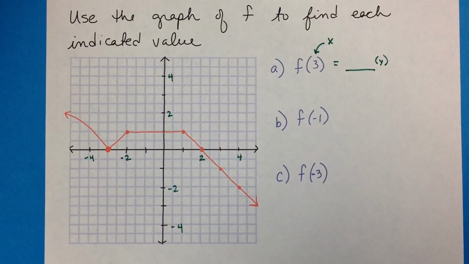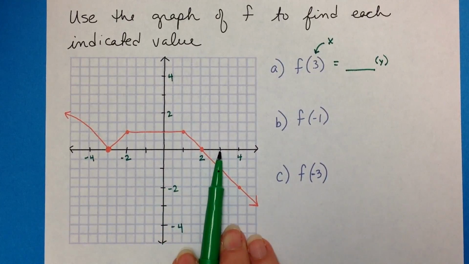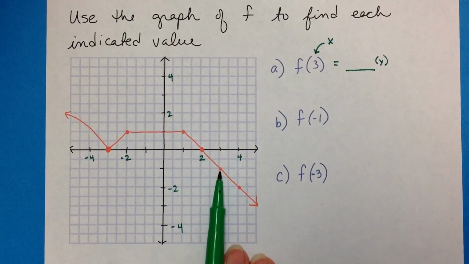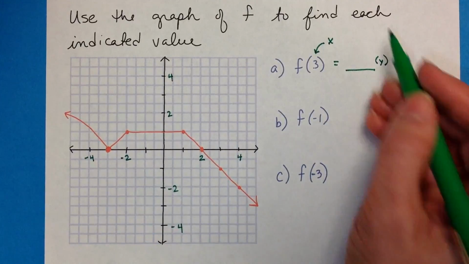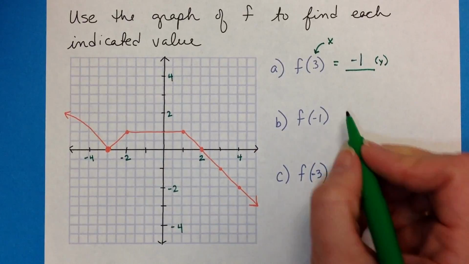So if you want f of 3, first of all you would need to go on your x-axis to 3. From there you'll either have to move up or down depending on which way your graph is. In this case you'd have to come down in order to get to your graph, which puts you at this point, and the y value of this point would be -1. So that's all there is to that.